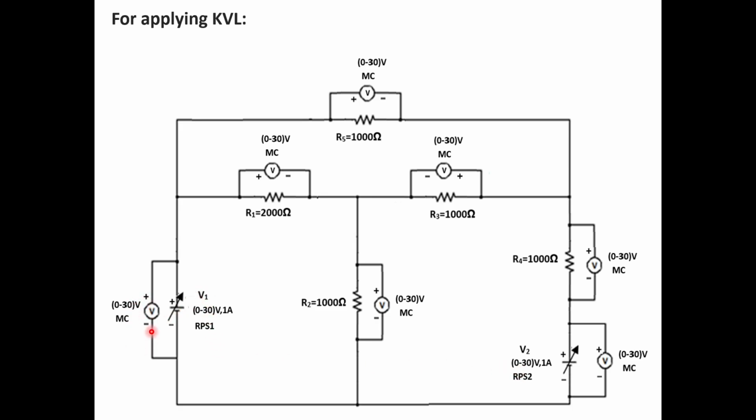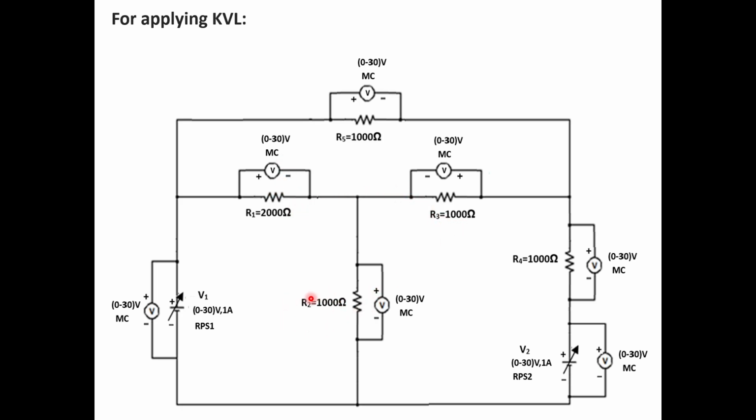Now a voltmeter is connected across RPS 1, whose range is 0 to 30 volts and type is moving coil type. Similarly, another voltmeter is connected across this RPS 2, whose range is 0 to 30 volts and type is moving coil type. Across each and every passive element, that is each resistive element here, a voltmeter is connected. So across 2000 ohms, a voltmeter of 0 to 30 volts, moving coil type, has been connected here.